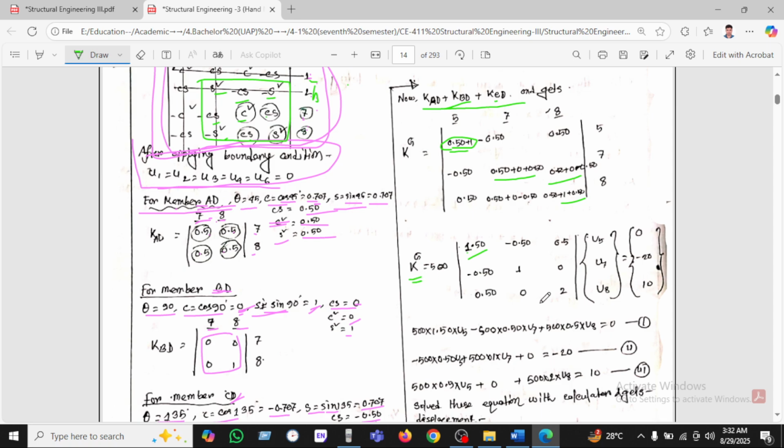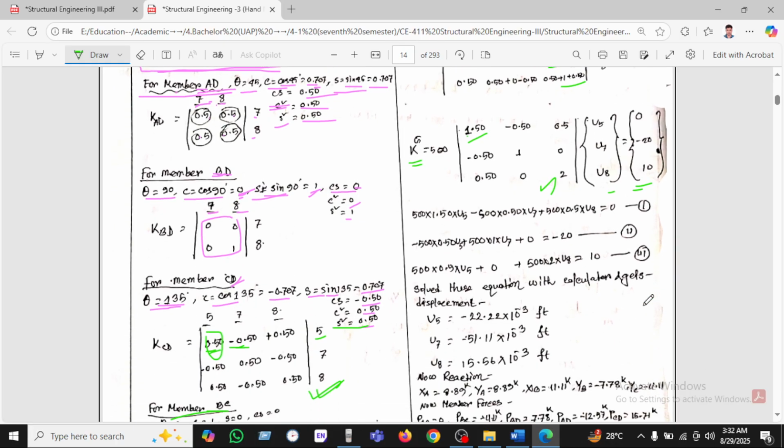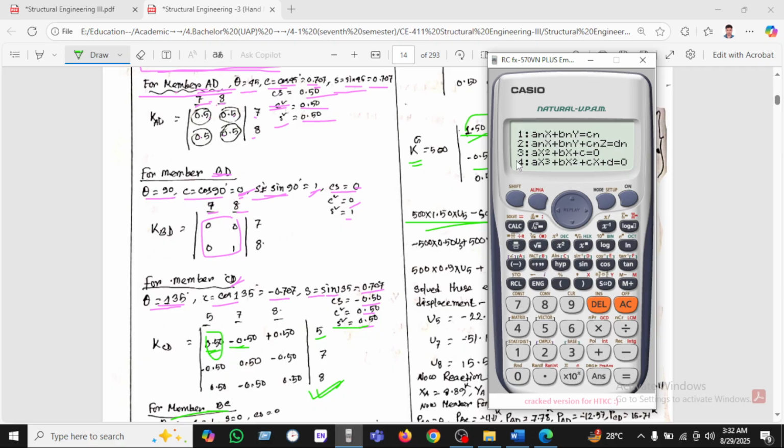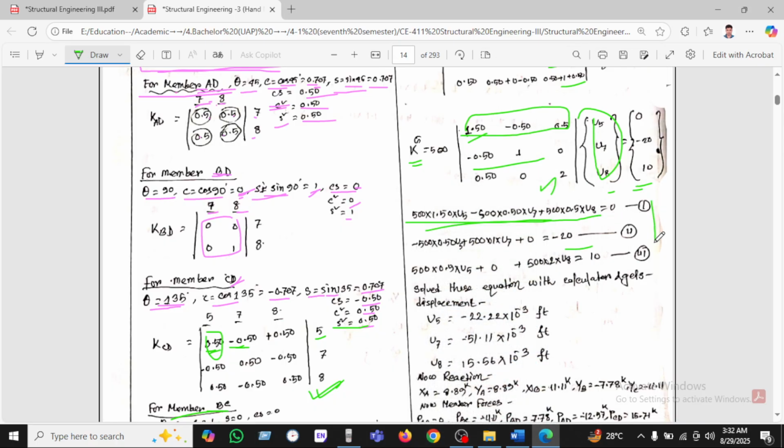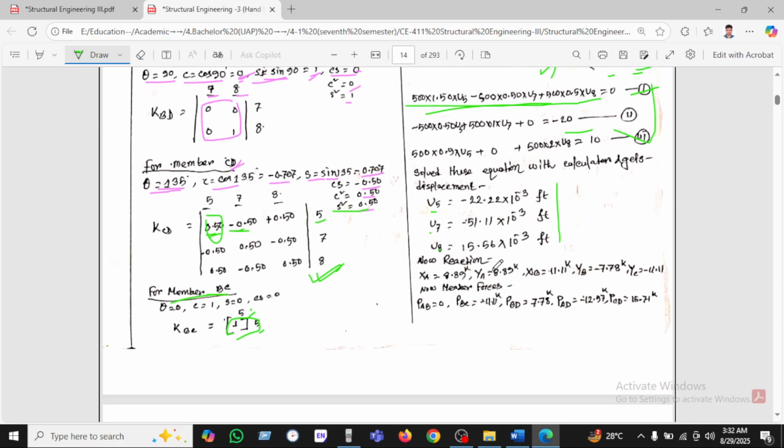is here. This is the K and U, and this is the load. After getting here, we can just take this row, multiply with this column, and find this below, and this row will be multiplied with this column and find this below. After solving these three equations, we will find U5, U7, U8, which is displacement.